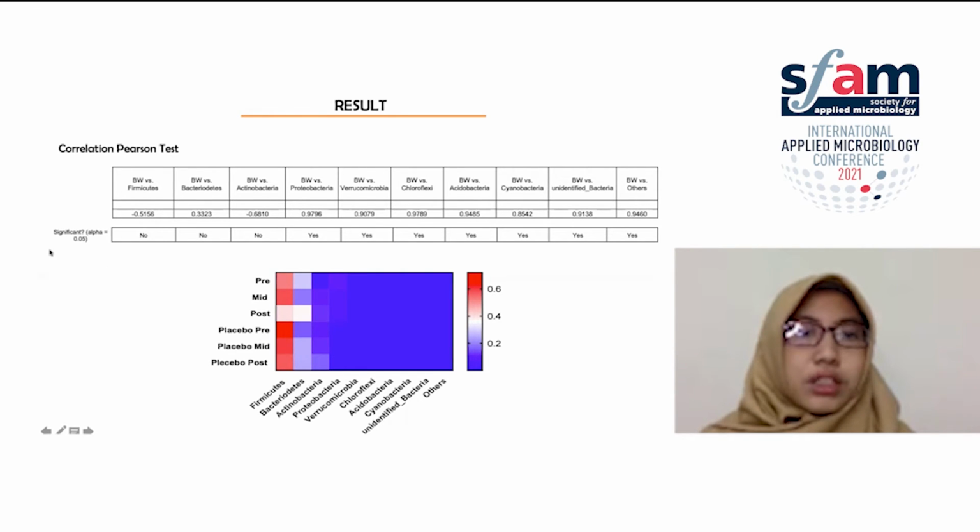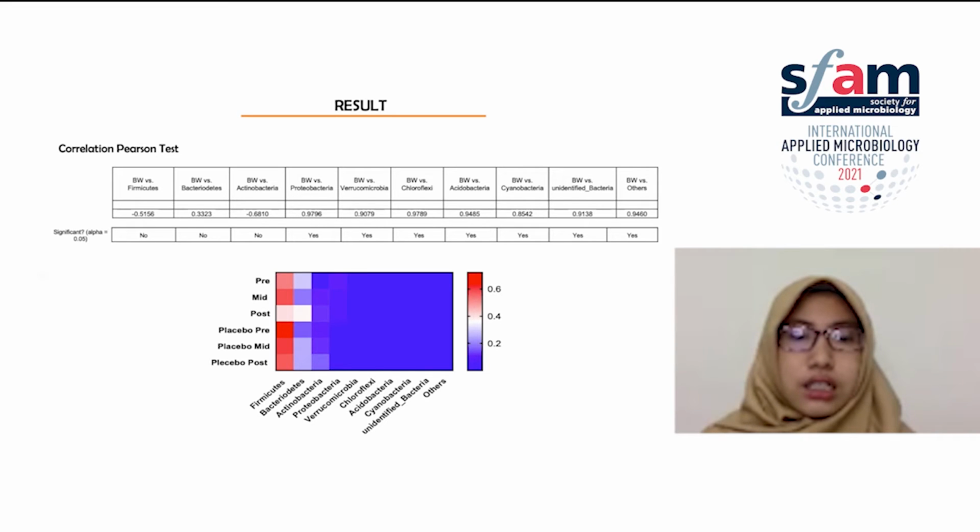For Firmicutes, Bacteroidetes, and Actinobacteria, the Pearson correlation test shows there is no significant correlation between body weight and these three phyla, while for the other phyla, the results show a significant correlation because the p-value is quite high. It's 0.9 and so on for all of these phyla, except Firmicutes, Bacteroidetes, and Actinobacteria.